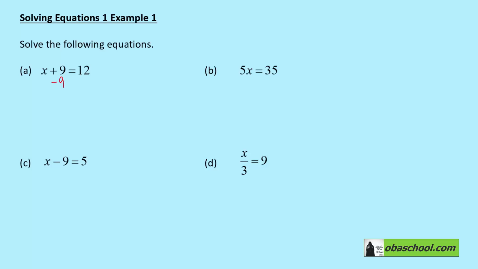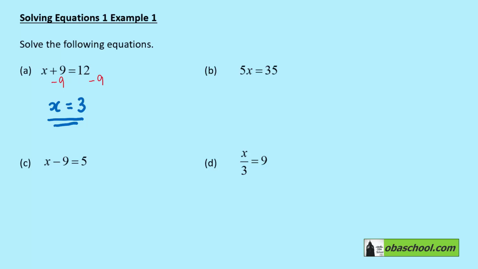But remember the balance. If I do that to that side, I have to subtract 9 from the right-hand side as well. Now subtracting 9 from x plus 9 does give me x. Subtracting 9 from 12 gives me 3. And if you look back, 3 plus 9 is equal to 12, so that is the right answer.